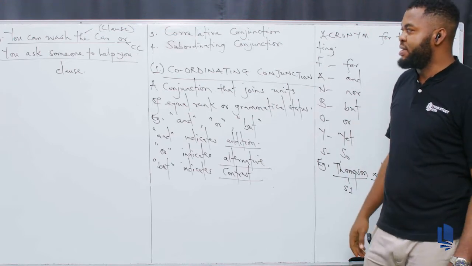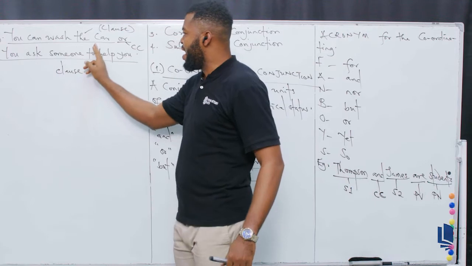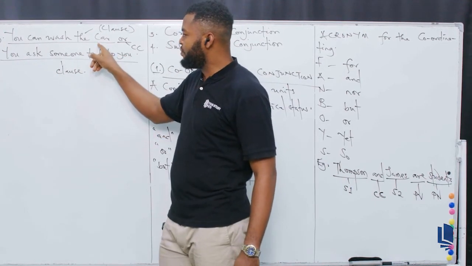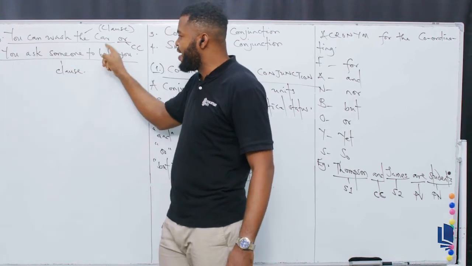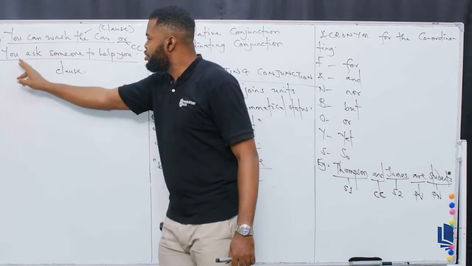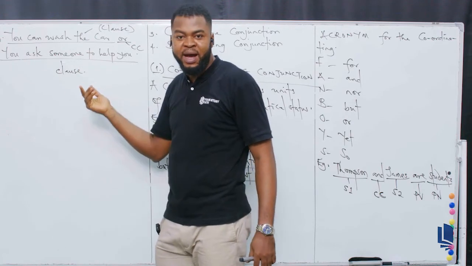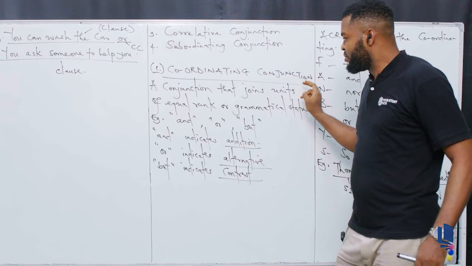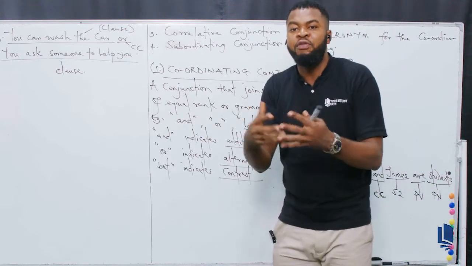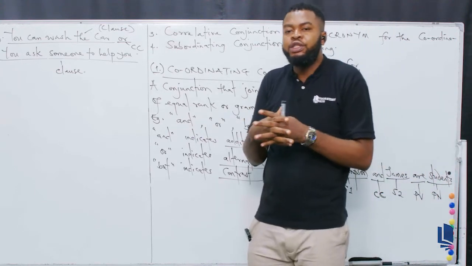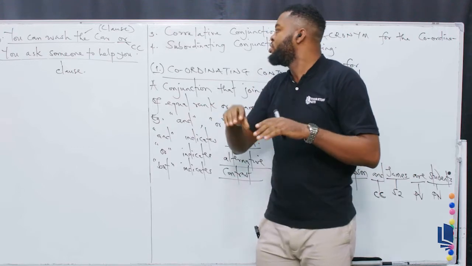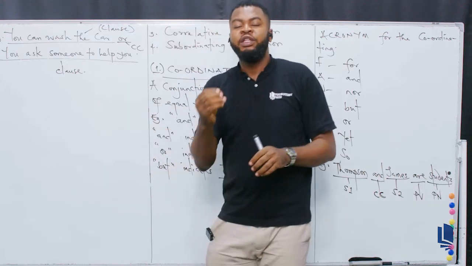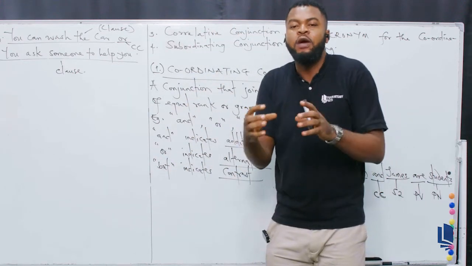Look at the second example, class. I said, you can wash the car, or you ask someone to help you. This is the first clause, which is "you can wash the car." "Or you can ask someone to help you" is the second clause. So a coordinating conjunction helps to join units of equal ranks or the same grammatical status. This is a clause and this is also another clause. So the coordinating conjunction OR is helping to join two clauses.